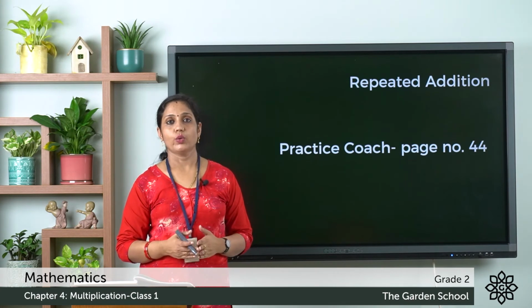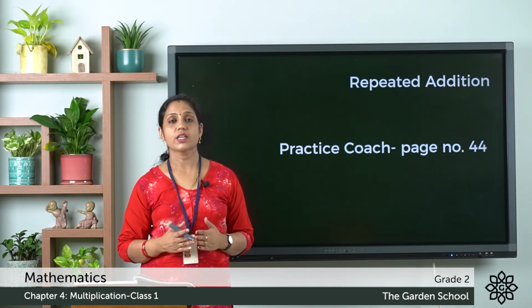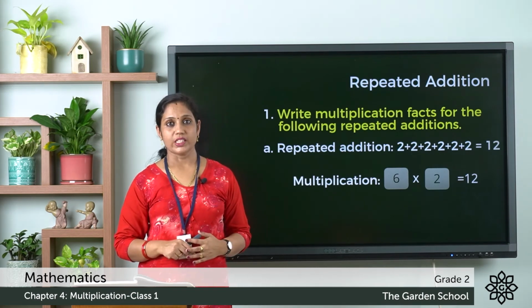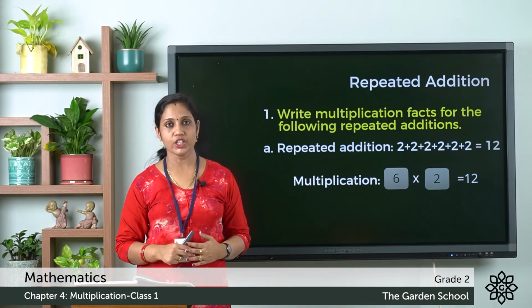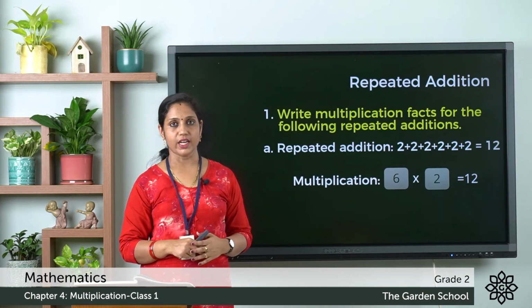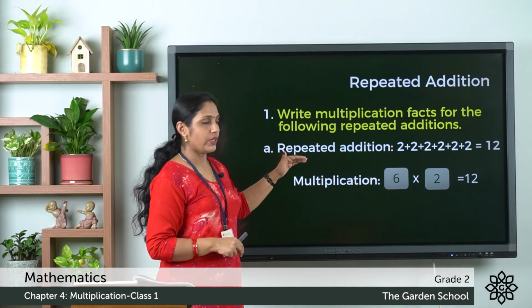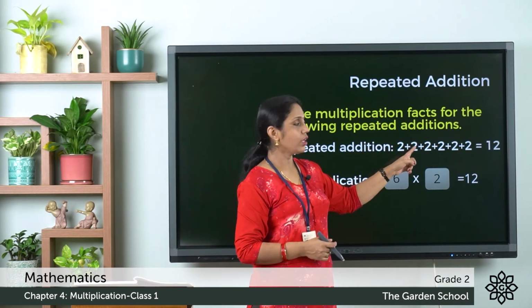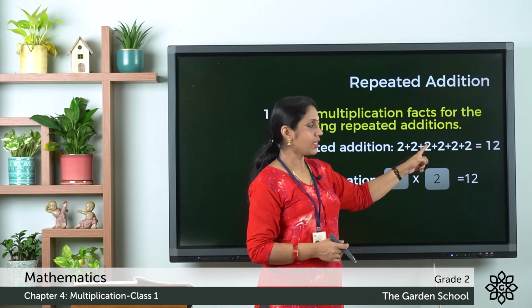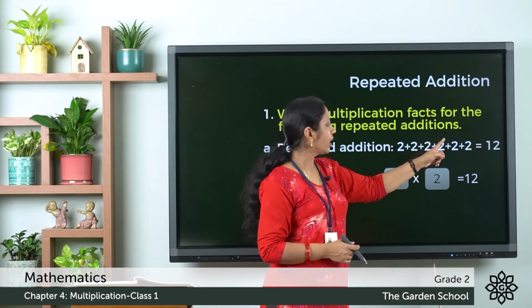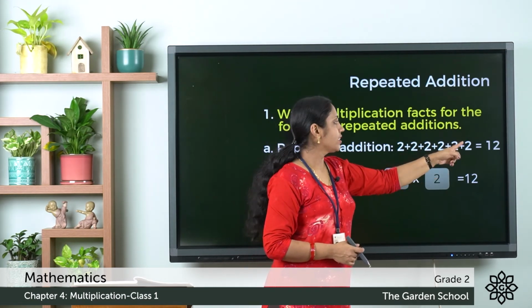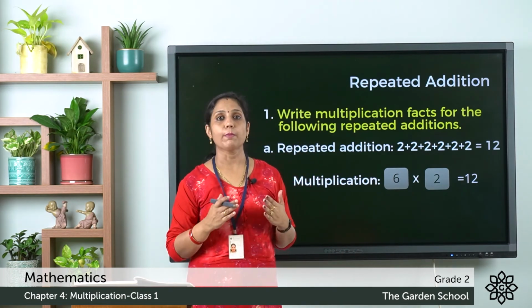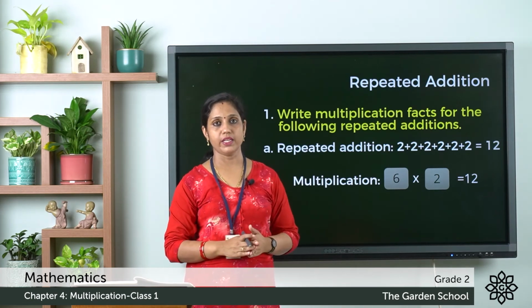So in your text, we have the practice coach. You can open your text, page number 44. Now let's look at the first question. Write multiplication facts for the following repeated additions. The repeated addition is given. It is 2 plus 2 is 4, 4 plus 2 is 6, 6 plus 2 is 8, 8 plus 2 is 10, 10 plus 2 is 12. So that is given there.